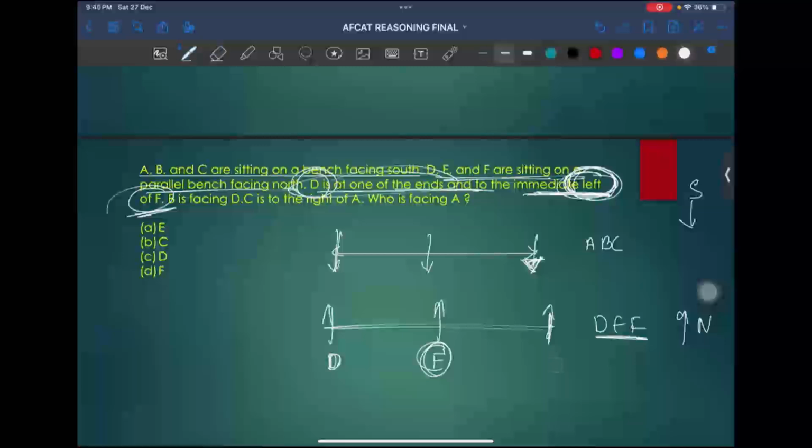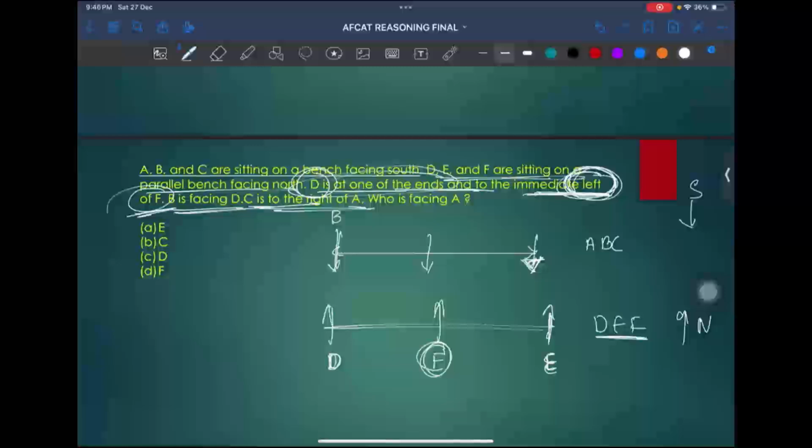So what will be the position of this end person? This is E. B is facing D. B is facing D, in the sense B is opposite to D. C is to the right of A.